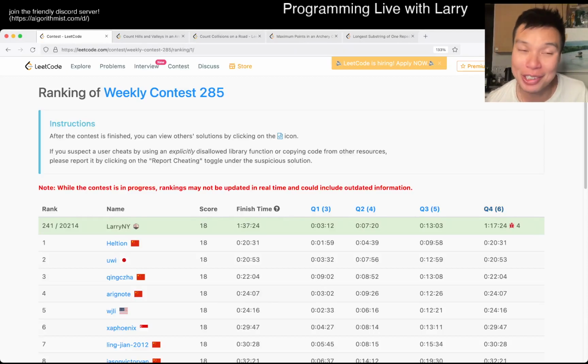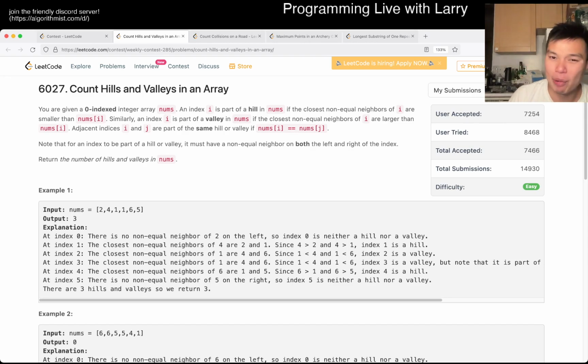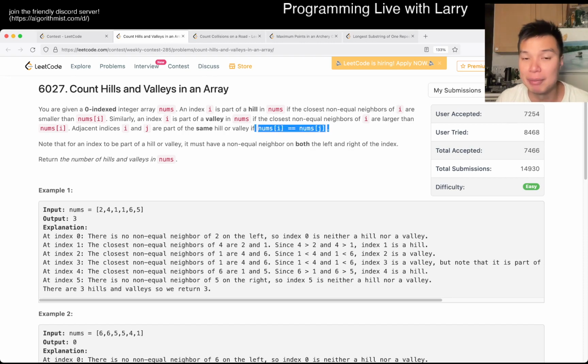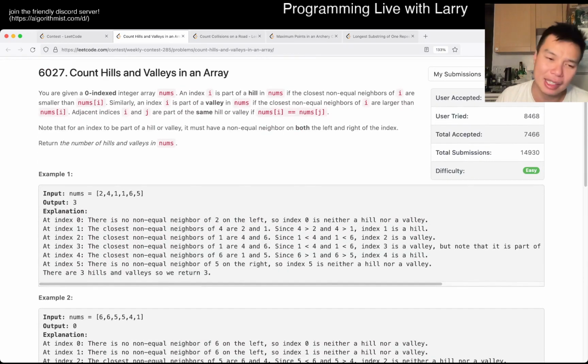This is me going over Q1 of the weekly contest 285, Count Hills and Valleys in an Array. The first thing to know about this problem is to make sure that you really read the problem. I didn't read the problem correctly, and that basically led to my slower time. But the idea is that you can compress adjacent similar values because they don't count for anything at all. So once you do that, then you just have to look at adjacent elements, and that's pretty much it.